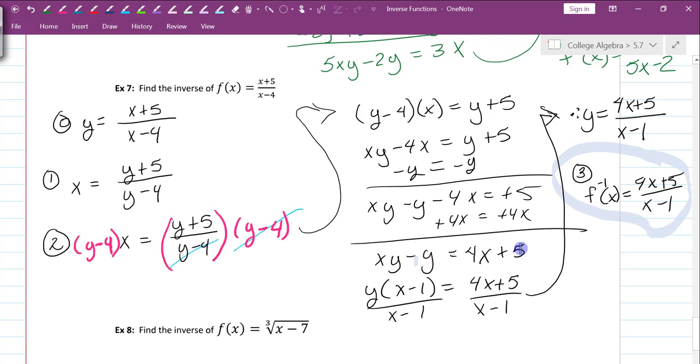Again, solving for y. I had a y as a common factor here of both terms, so I factored it out, and what I had left then was an x minus 1. And since this was attached through multiplication, I divide it to get the y by itself, and what I did to one side, I had to divide on the other side. And so I ended up with y is equal to 4x plus 5 divided by x minus 1. And then I had to substitute in the proper notation.